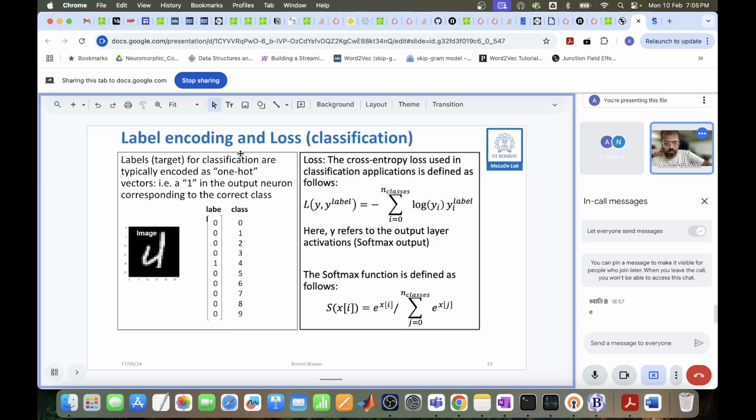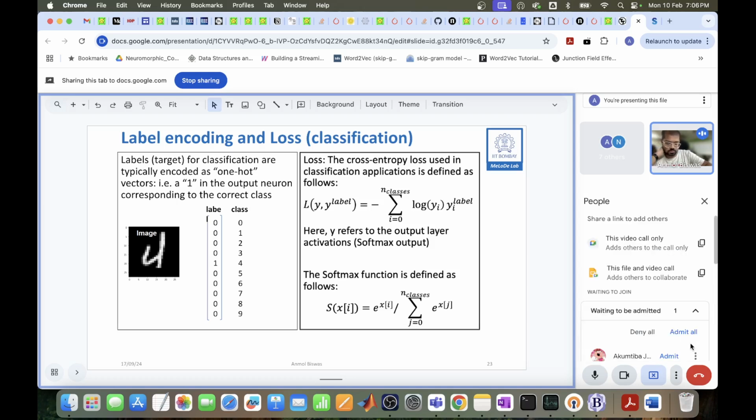So the labels, or rather the target for classification, are typically encoded as what are called one-hot vectors, right? Because this is a multi-class classification problem. Multiple classes are possible, out of which only one is correct, right? So in the label of the sample, you will have a one corresponding to the correct class, and you will have zeros everywhere.